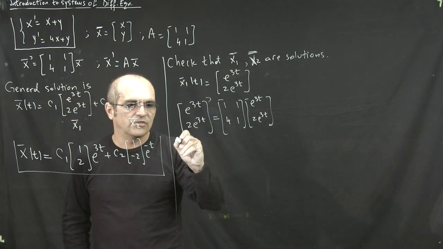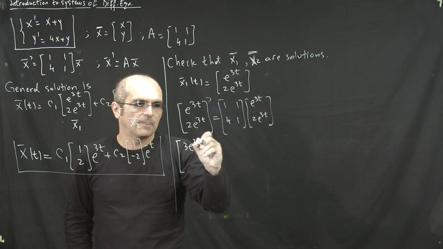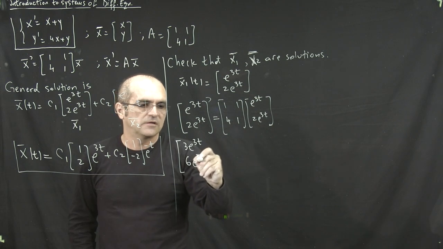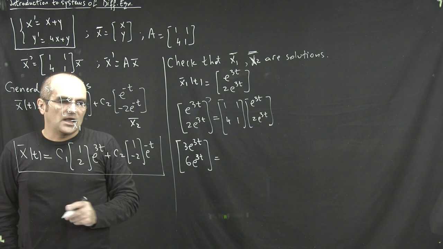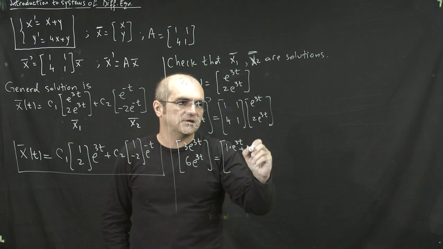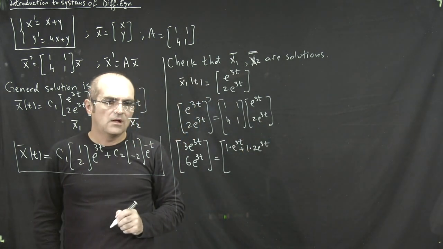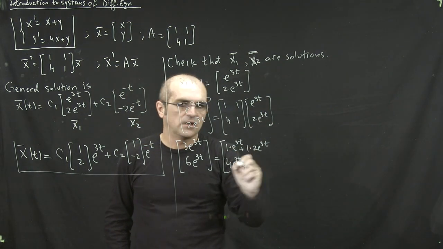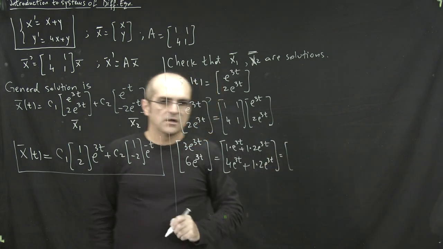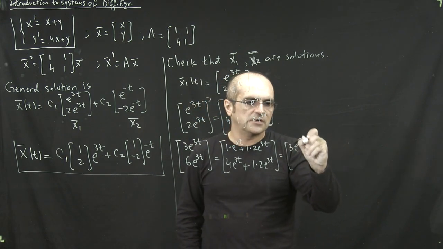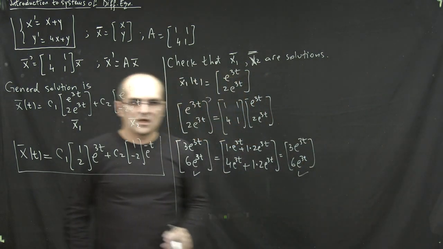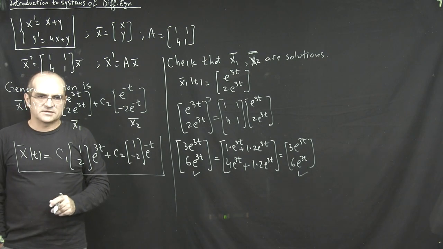So that means on the left side, I have 3e to the 3t. On the right hand side, on this component, it's 2 times 3, the derivative: 6e to the 3t. And here we have the matrix multiplication. So we have 1 times e to the 3t plus 1 times 2e to the 3t, and then 4 times e to the 3t plus 1 times 2e to the 3t. Add them: 3e to the 3t, and 4 plus 2, 6e to the 3t. So the left and the right matches, as expected.